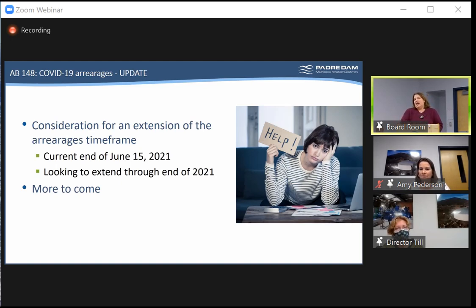In addition to that, there is a new program that's coming forward called the LIWAP program that we are looking into as an agency as well, that may help to avoid our having to hold on to arrearages for that extended period of time. So more to come on that item.